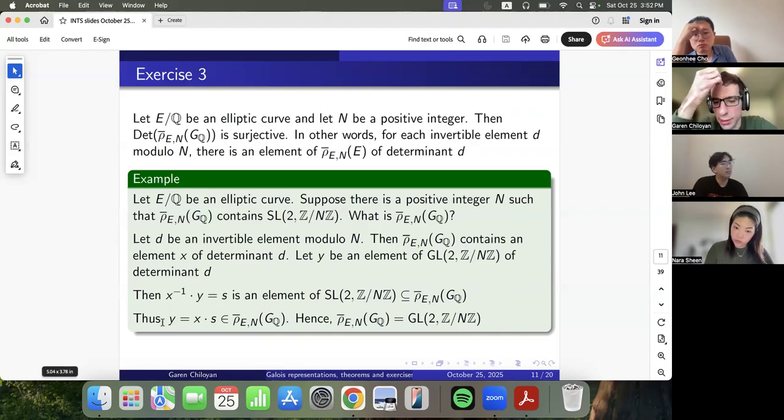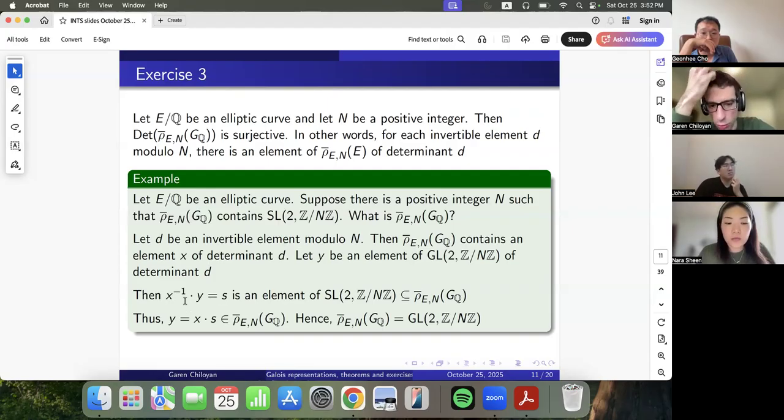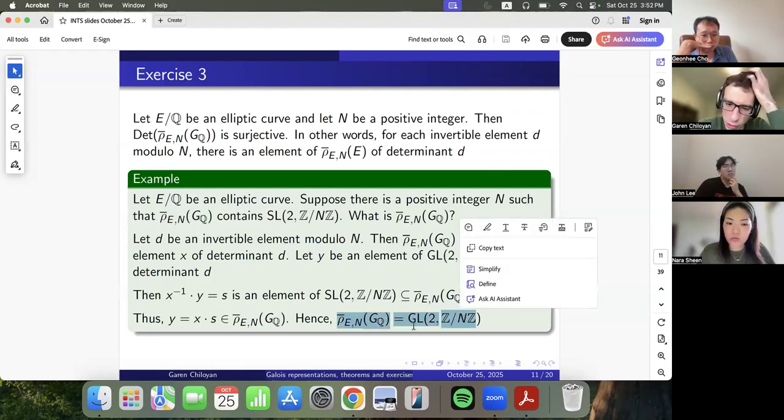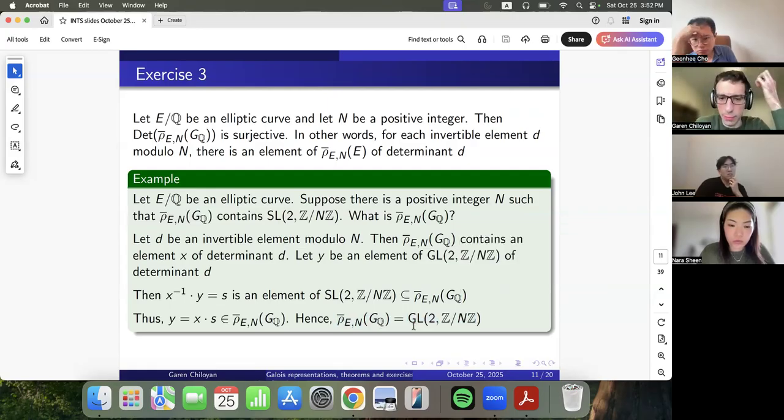But then Y is just X times S, the product of two elements in the image of the mod n Galois representation. So that means, as John is saying, Y, a random element, a random 2 by 2 invertible matrix over Z mod NZ, is the product of two elements in the image of the mod n Galois representations. That means the image of the mod n Galois representation, as John said, is the full group of 2 by 2 invertible matrices over Z mod NZ.